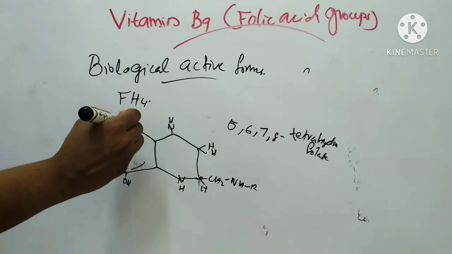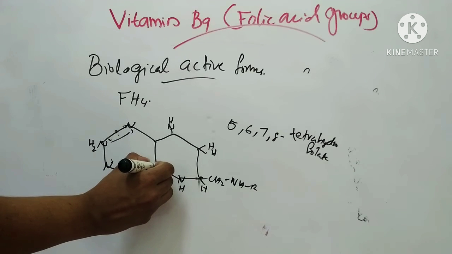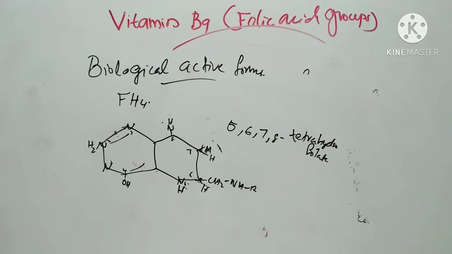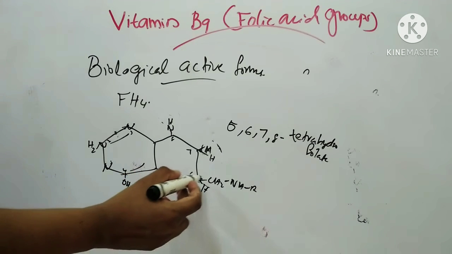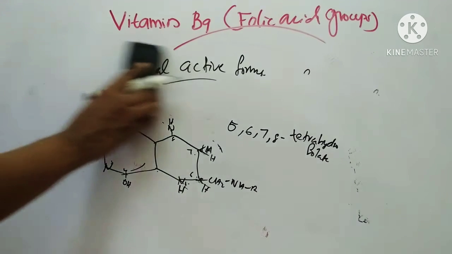We will number here 1, 2, 3, 4. This is 5, 6, 7, 8. So this tetrahydrofolate is 5, 6, 7, 8 tetrahydrofolate, that is, hydrogen atoms added at 5, 6, 7, 8 of the pteridine moiety. These are present mainly in the form of N5-methyl or N5-formyl derivatives. We will see the formation of FH4.